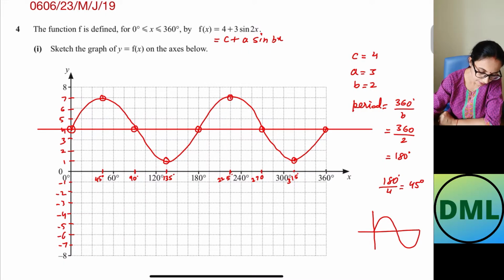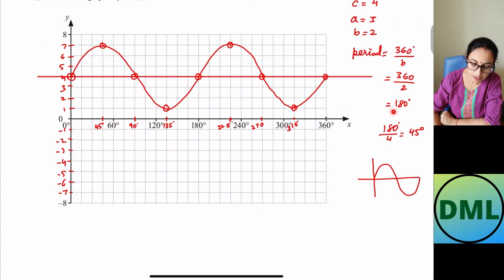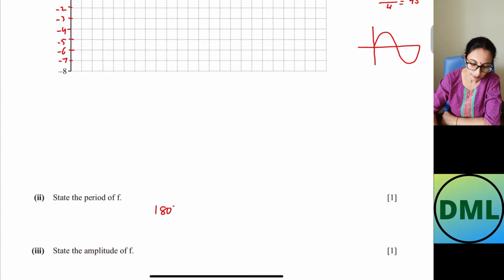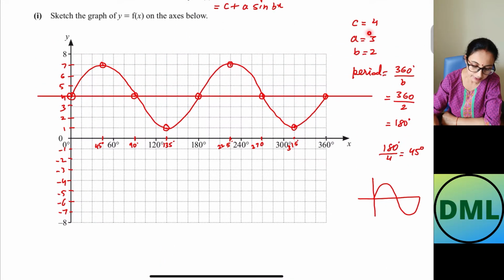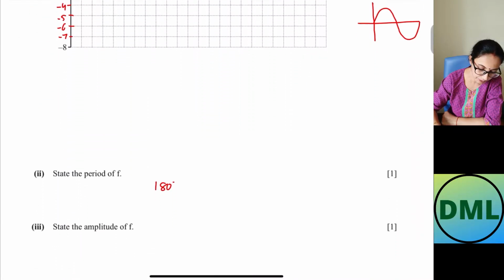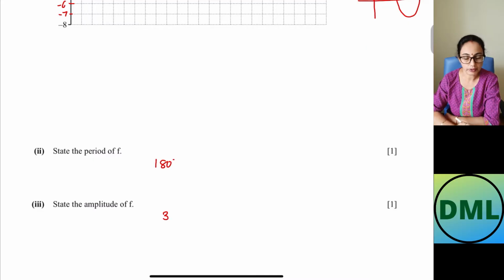They are asking my period. What is my period? My period is 180 degrees. Let's write the answer here. My period is 180 degrees. The second thing they are asking, what is my amplitude? My amplitude is 3 here. The a value is my amplitude. So amplitude is 3. Let's write the answer here. 3. Let's see one more example.